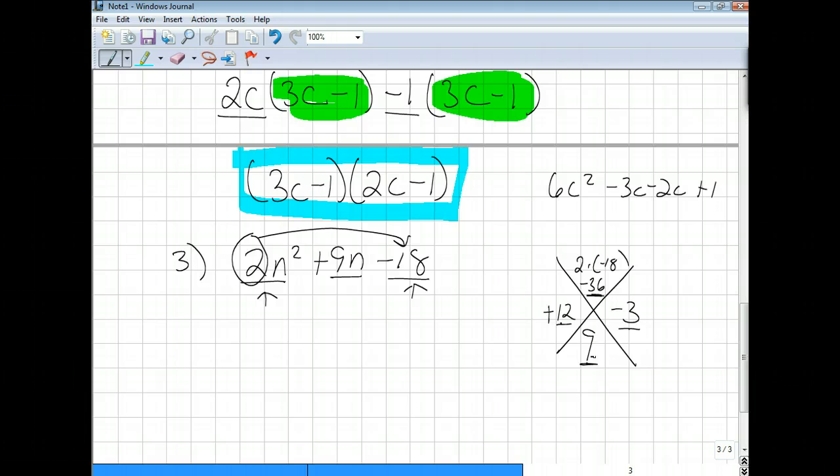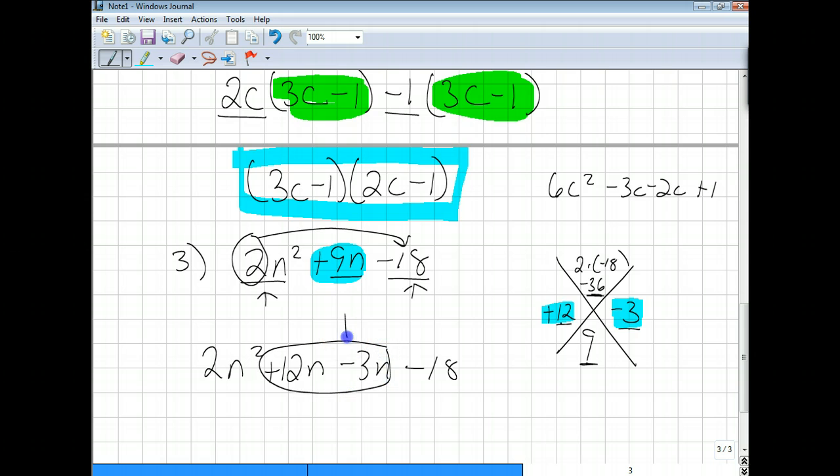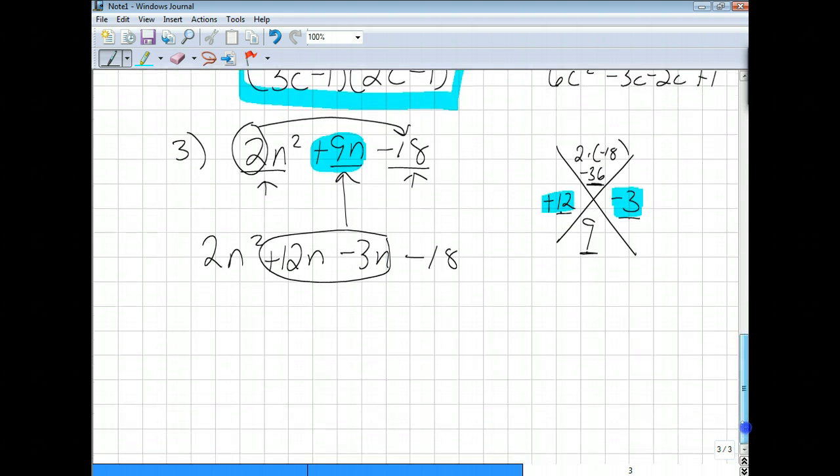Okay? Now, remember that we replace the middle term with what it came from. So it's going to be 2n squared plus 12n minus 3n minus 18. Again, notice that if you add these two together, it does add up to that. But we don't want to do that. We want to group them in groups of 2. And notice again, I'm keeping the negative with the 3, with the negative 3n.